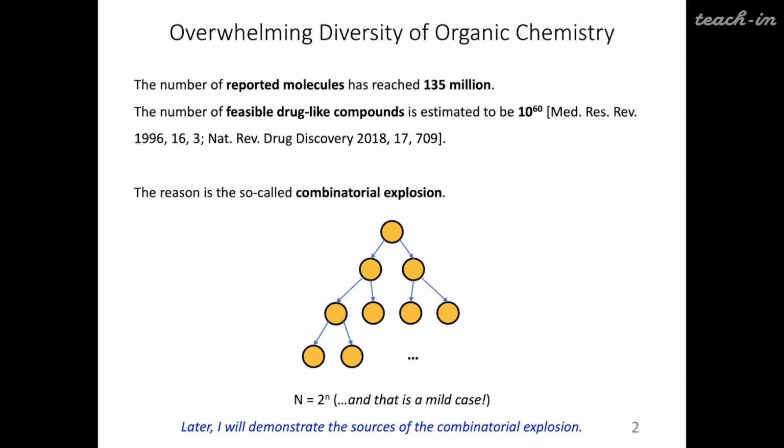Before we begin, I should show you this slide, because it gives the rationale for using machine learning in organic chemistry, and the reason why we should aim to predict organic reactions: the overwhelming diversity of organic compounds and organic reactions. The reason for this is the so-called combinatorial explosion.